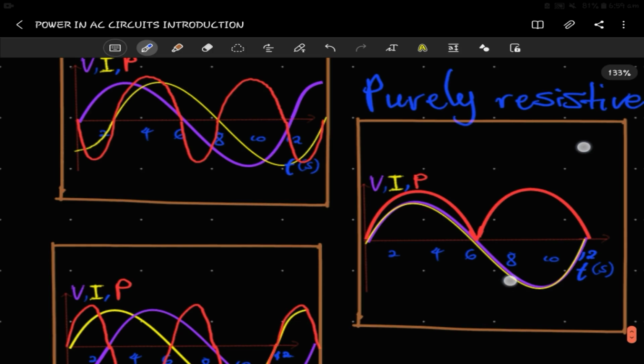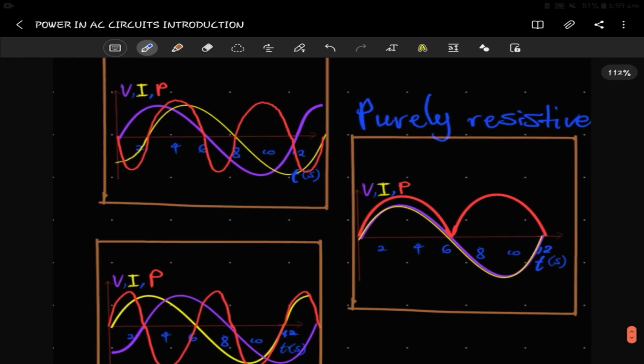Now we're looking at purely resistive, which is this one here. Clearly, because the voltage and the current are in phase, that's the purple and the yellow, their power behaves in a particular way. So let's go over this one more time.